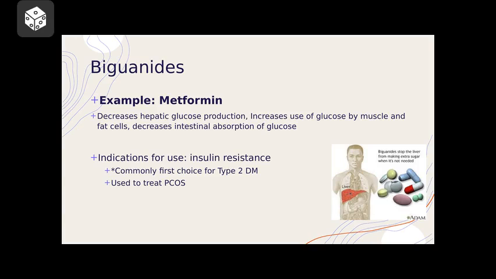Metformin works to stop the liver from producing extra glucose when it's not needed. It increases the use of glucose by the muscles and the fat cells, so leads to an overall decrease in blood glucose level. So this medication is going to be good for insulin resistance. Like I said, commonly the first choice for type 2 diabetes. It has an off-label use to help treat polycystic ovarian syndrome. So sometimes you'll see it used for that if your patient's not a diabetic, but they are taking metformin.